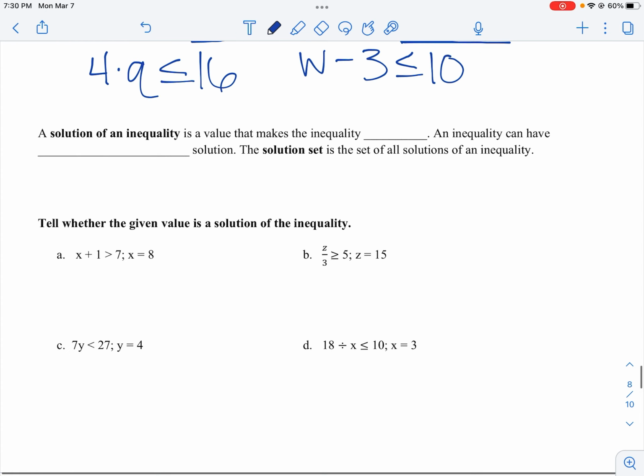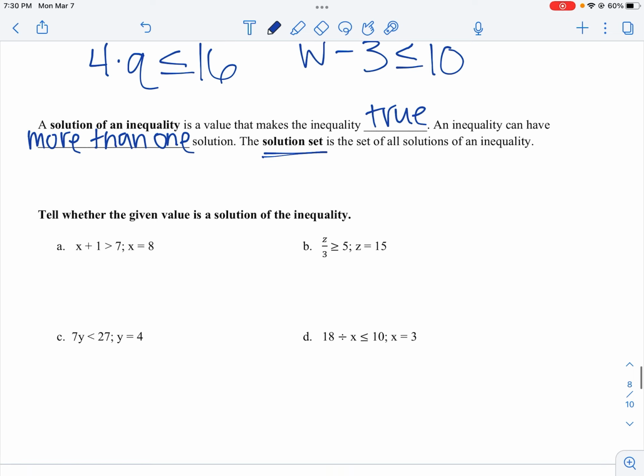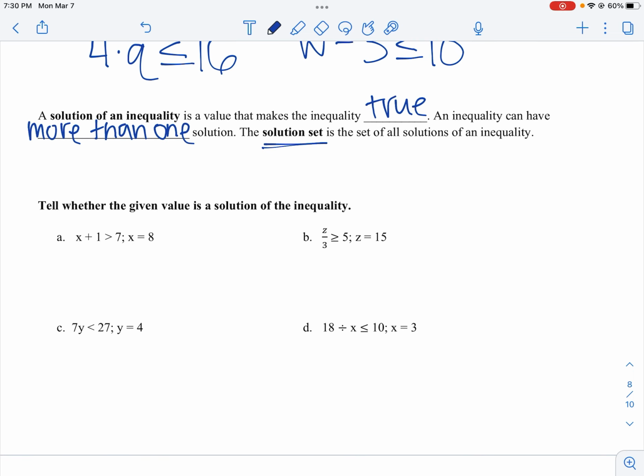Next, a solution of an inequality is a value that makes the inequality true. An inequality can have more than one solution, and a lot of times they do have more than one solution. The solution set is the set of all solutions of an inequality. In this first part, it says, tell whether the given value is a solution of the inequality. This is just like we were doing with the equations. We're trying to figure out if the value makes the inequality true.